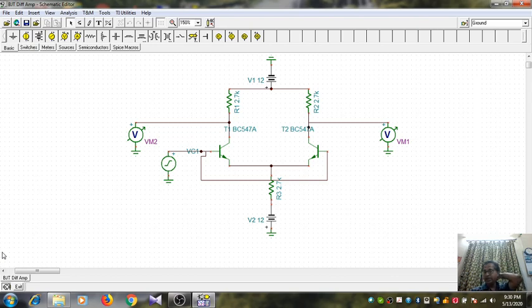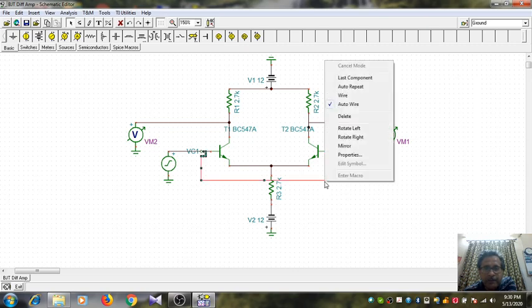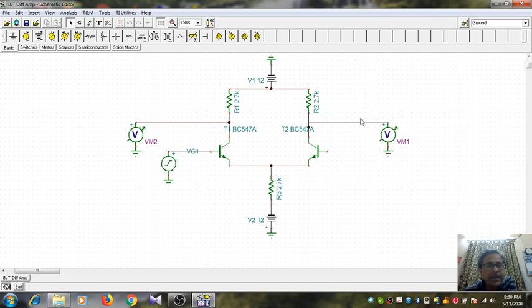I'll now ask you to do a bit of modification of the circuit. That means you have to replace this passive tail resistor R3 by a current mirror circuit. So what we do, let me show. First you delete this and put a ground connection.